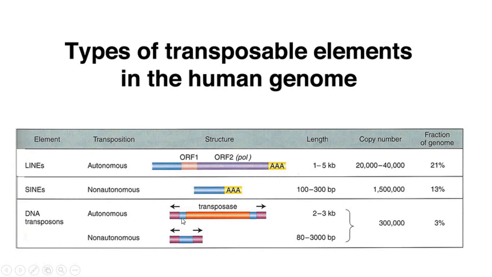DNA transposons can be autonomous and non-autonomous as well. Autonomous means they can move from one place to another. They have everything they need. Non-autonomous means they lack the sequence that will produce the integrases or transposases. If it lacks that sequence, it will not be able to transpose unless there is a sequence very similar to these sequences that can make it move. They make about 3% of the genome. So this is just an example.